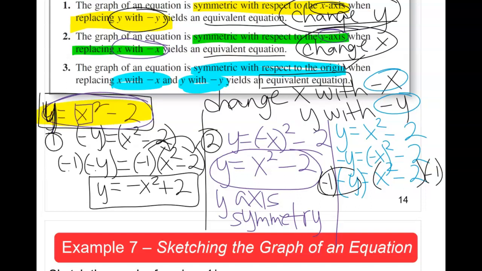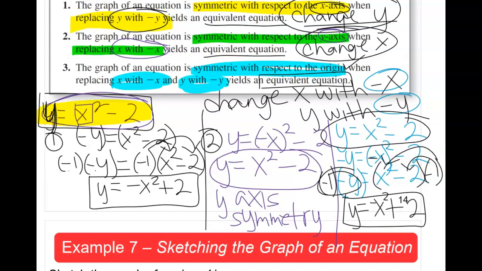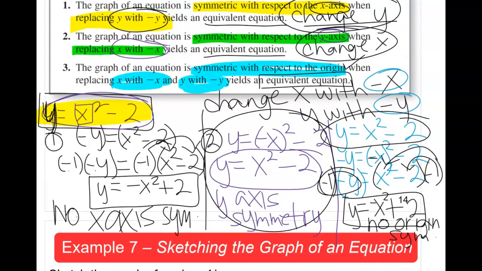Remember, we're trying to compare it to the original equation. So negative 1 times negative y will be positive y. But then when we distribute the negative 1 here, we will get negative x squared with the negative outside, which is very different than the one we had here. And then negative 1 times negative 2 will be positive 2. So clearly that new equation is not identical to the original equation. So then this has no symmetry with respect to the origin. No origin symmetry. And the one here has no symmetry with respect to the x-axis. So the only one that we found was with respect to the y-axis.